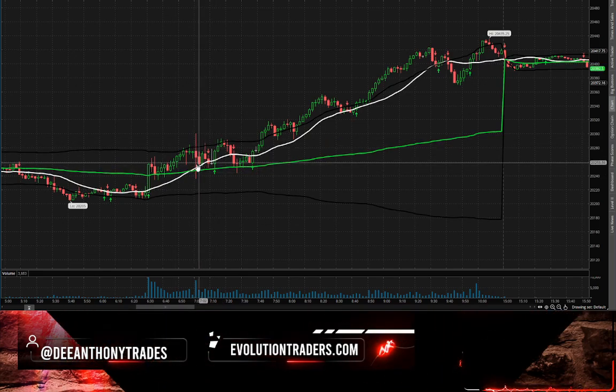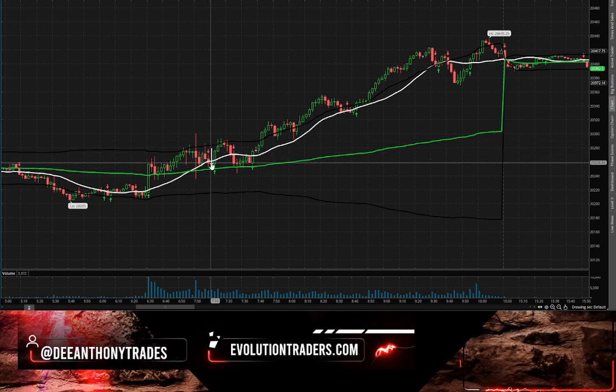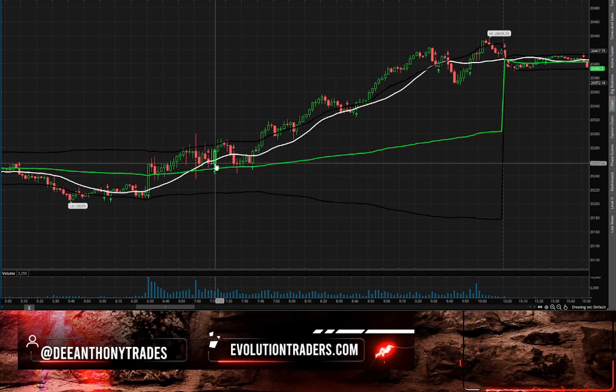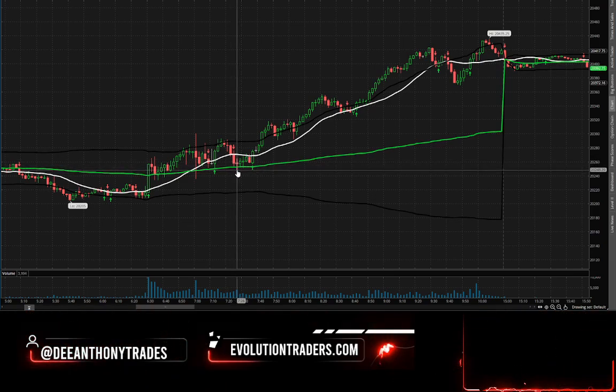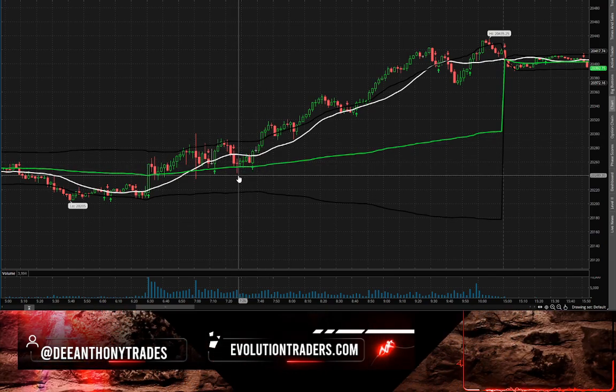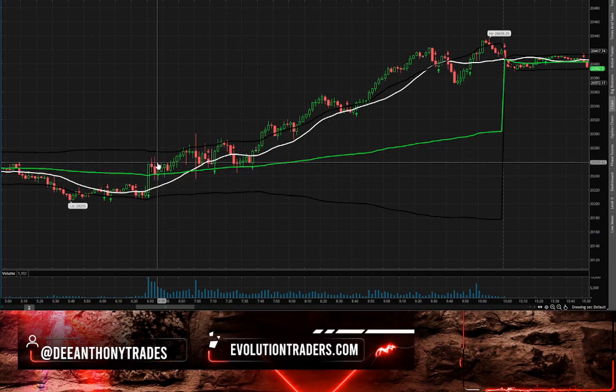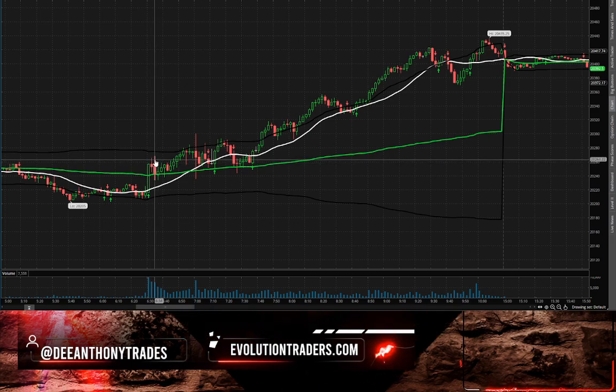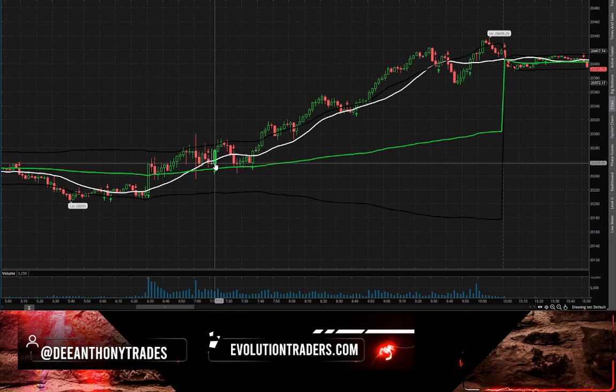Come down to VWAP, start a new position, hold, bounce. Use the previous wick as a stop. Come down to VWAP, hold, bounce. Use the previous low point as a stop. But if you're still in this original position here, you can definitely hold this.